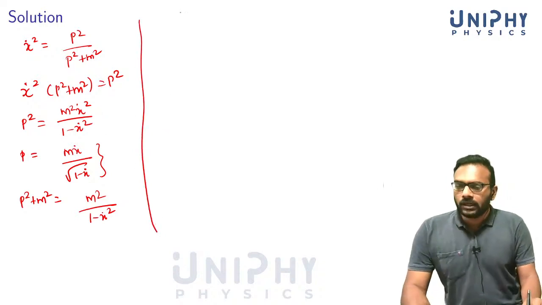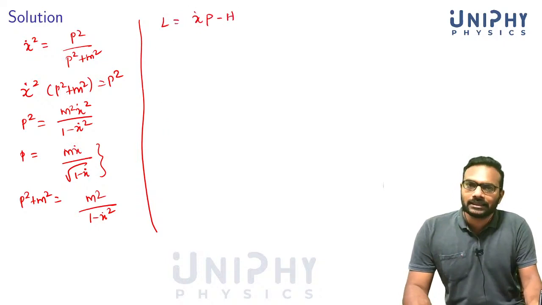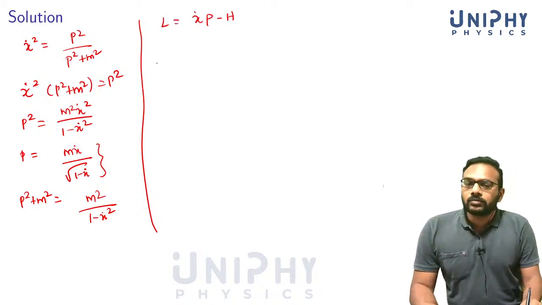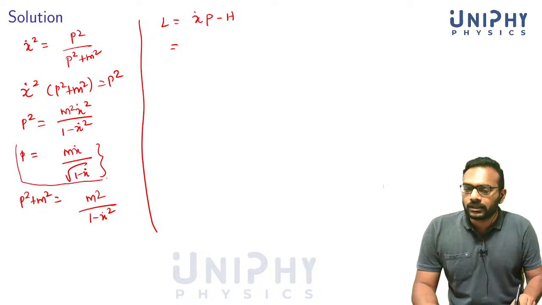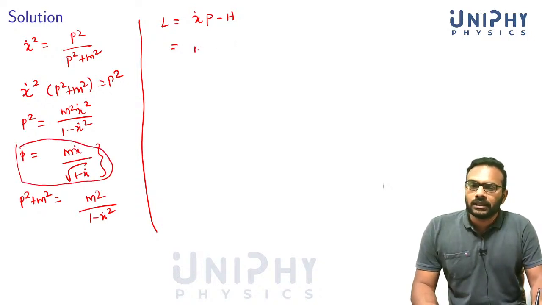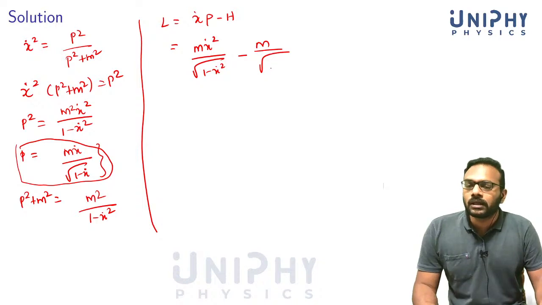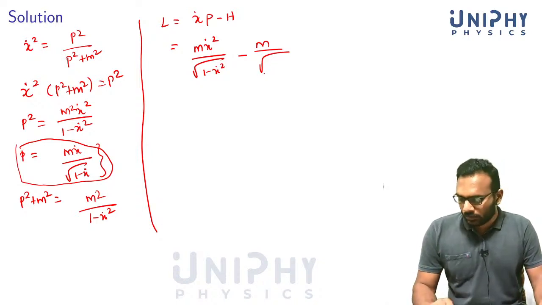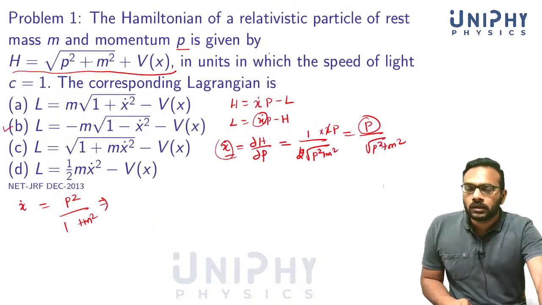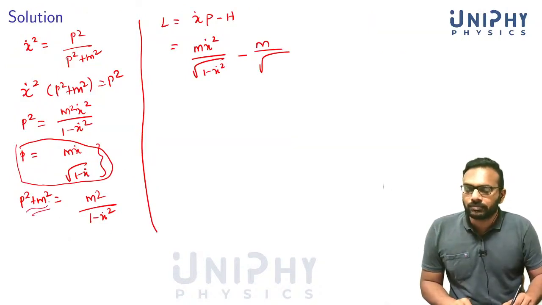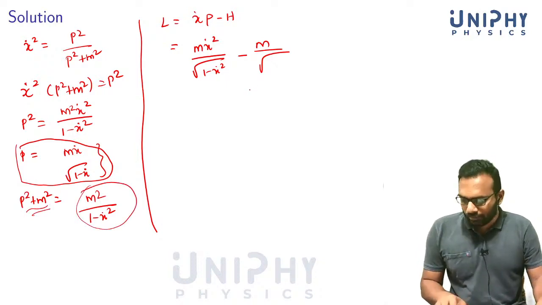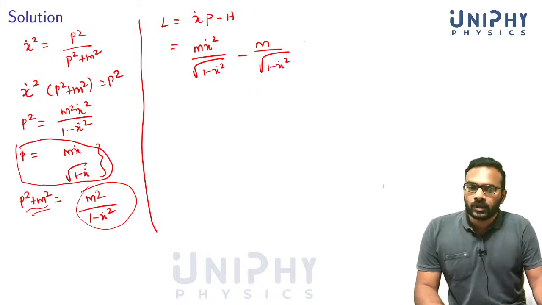Now we write the expression for the Lagrangian, that's x dot p minus h. So x dot p would be simply m x dot square divided by square root of 1 minus x dot square, minus the h. We have already found our p square plus m square, so we just substitute that, the square root of that. So it's m divided by square root of 1 minus x dot square, minus v of x.